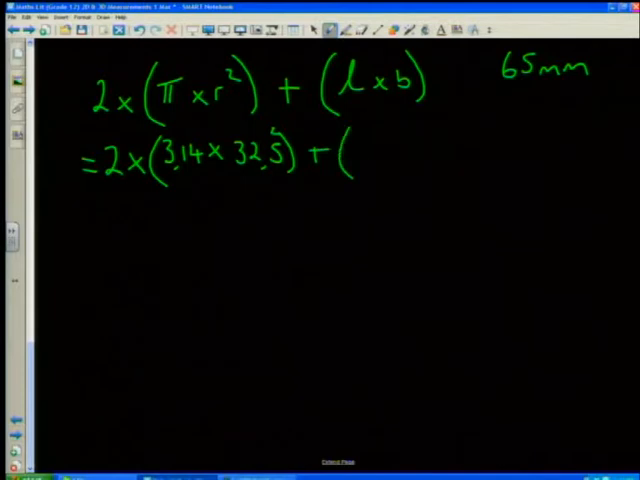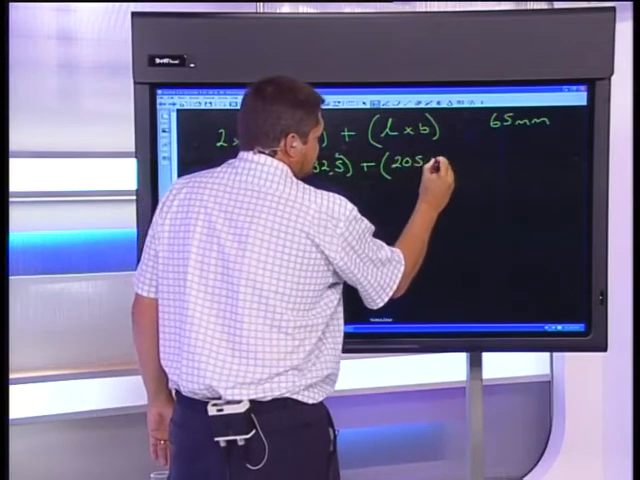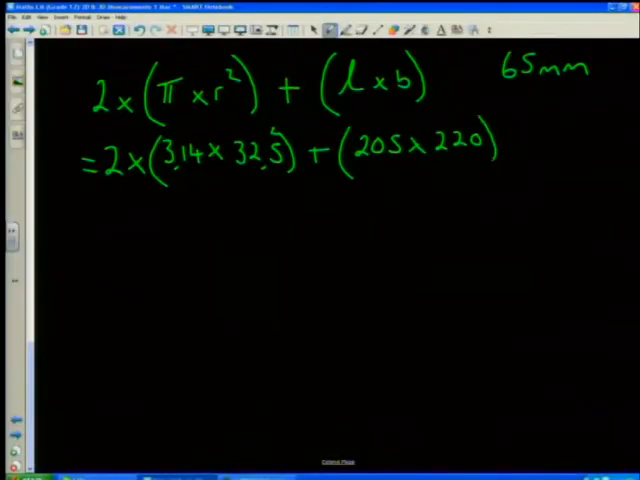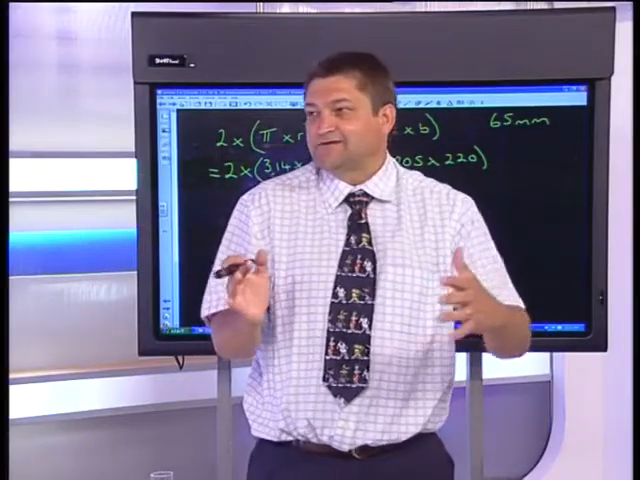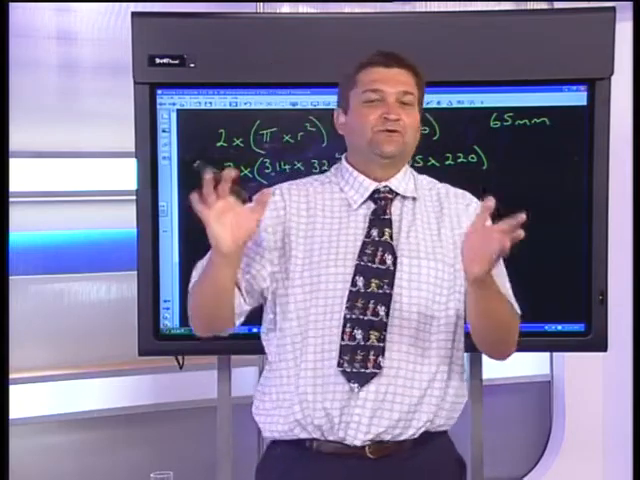Plus, what was the length of my one side? The length was 205 millimeters. Right, so we got 205 millimeters, and the breadth was? 220. Okay, so we can see we've got a mathematician who's not a mathematician here, because the length is normally the longer side. All right, so in the end, the length would be 220 and the breadth would be 205.